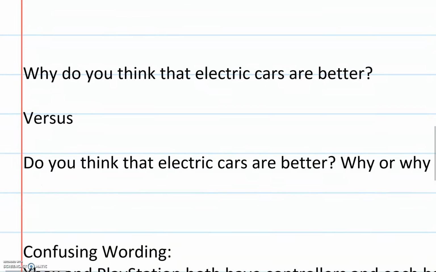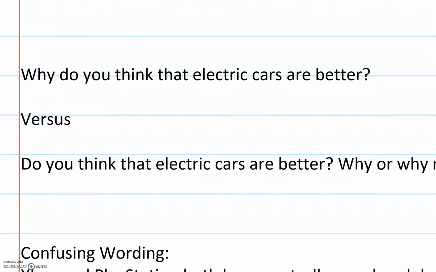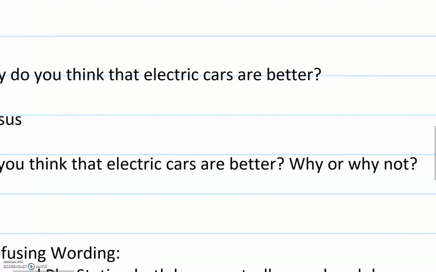Next biased question, and this is one that I think most people would start thinking, oh, this is a fine question. But this is a very common bias. Why do you think electric cars are better? Well, maybe a lot of people think that electric cars are better, but not everyone does. So if you're asking the question, why do you think electric cars are better, then you're already putting that idea into the person's head that they are better. Your question is biased in such a way that it tells the individual what they believe, and that's not what you want. So a better question: do you think that electric cars are better? Why or why not?